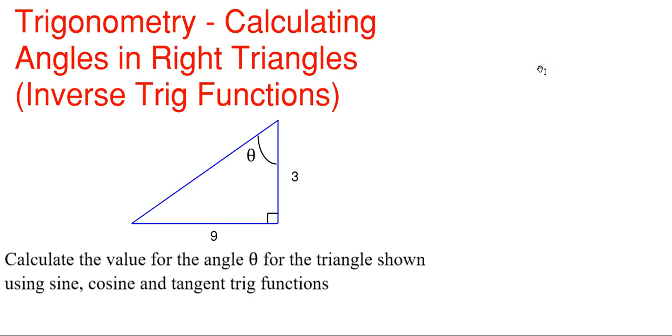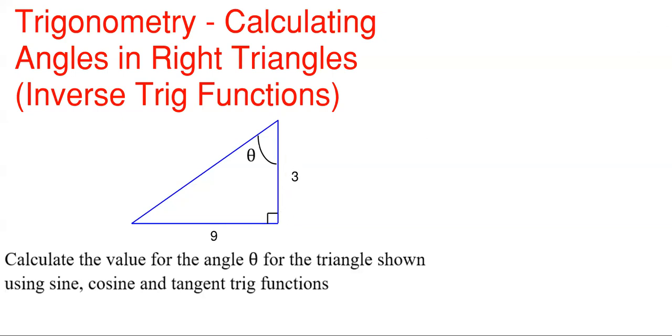So what we're going to be going over today is trigonometry, and we're going to be calculating what the angle is in a right triangle using cosine, sine, and tangent trig functions. We're going to be using the inverse of those trig functions in order to find what this angle needs to be, shown on the screen here.